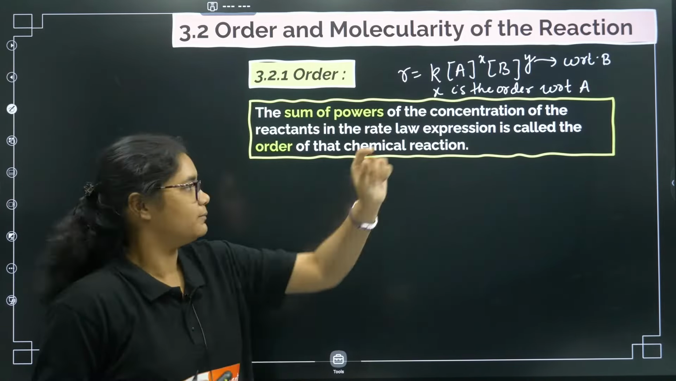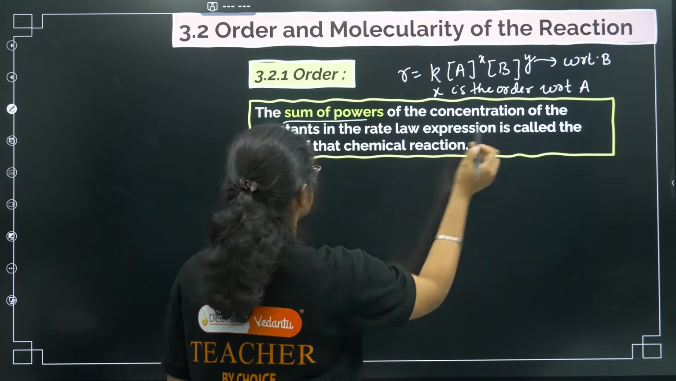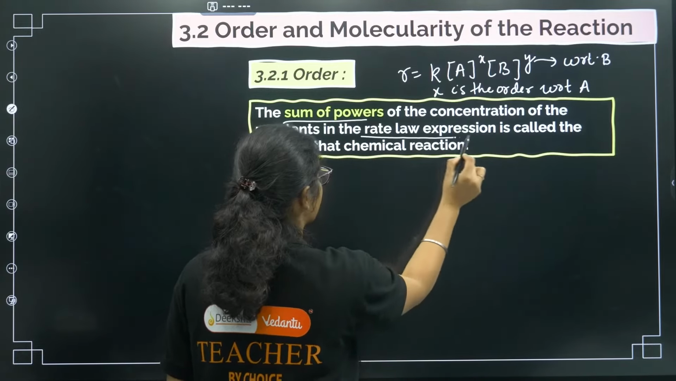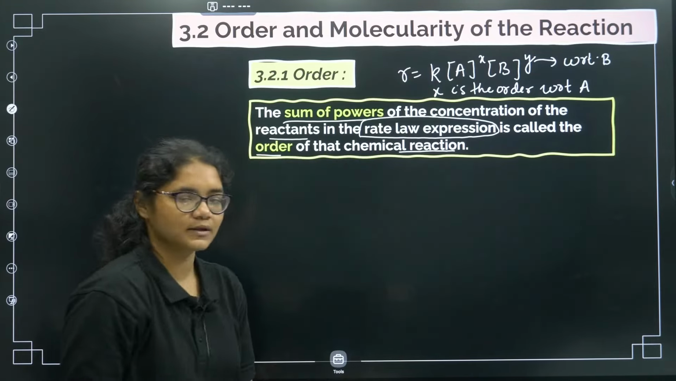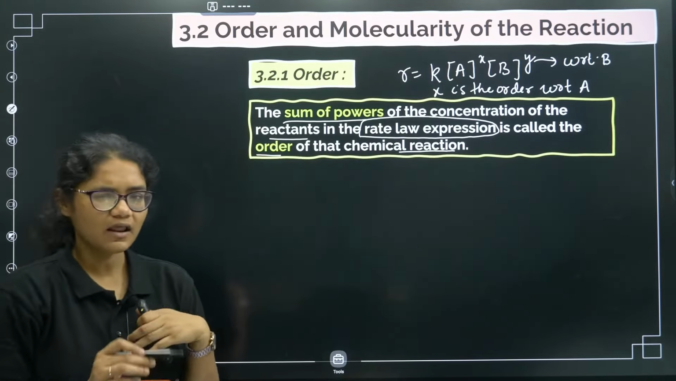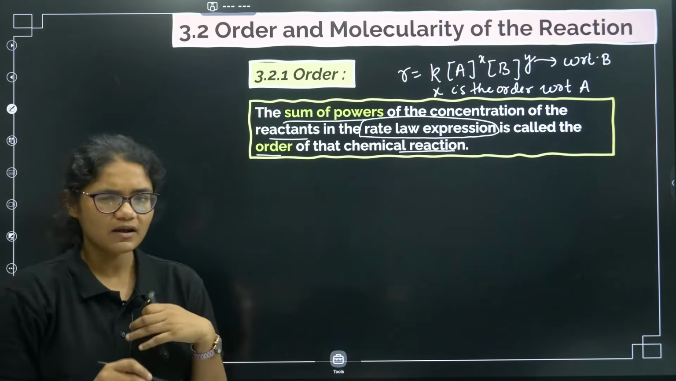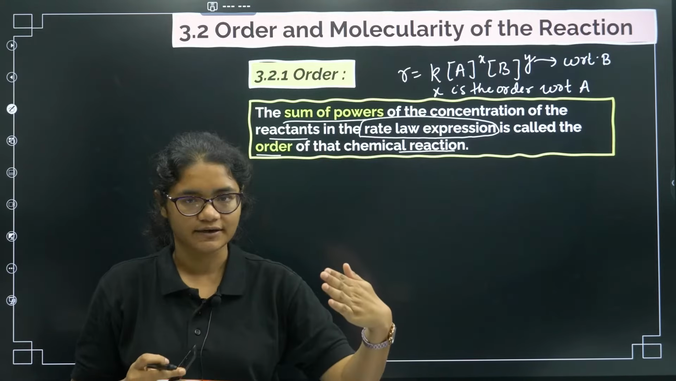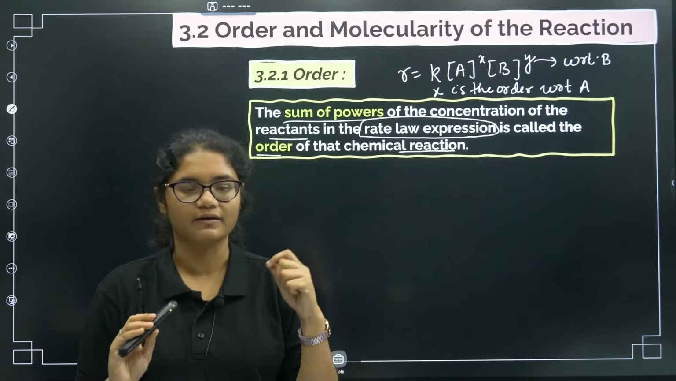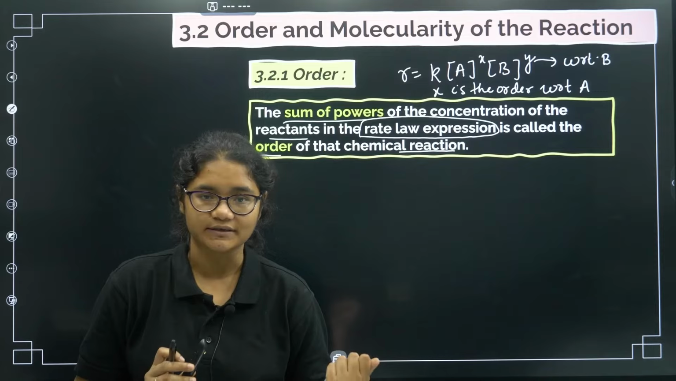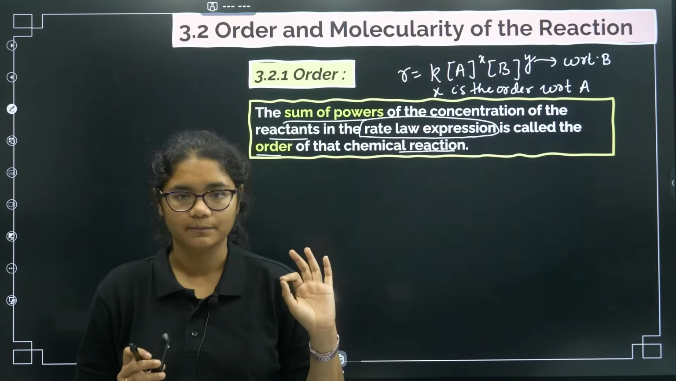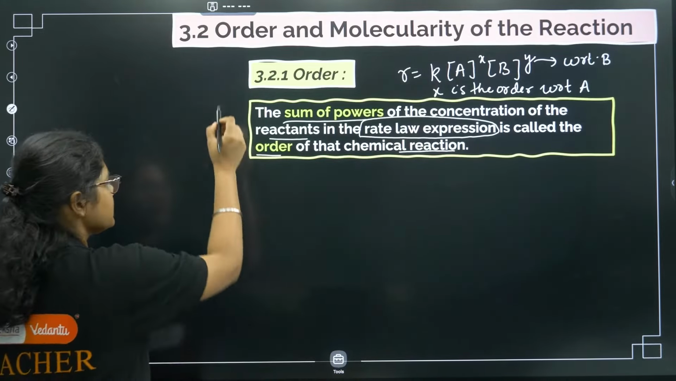Okay, so what is order? The sum of the powers of the concentration terms of the reactants in the rate law expression is called the order of the chemical reaction. Getting? Okay. Now what is this order used for? What is it required? See, we have understood that when we increase the concentration, rate will increase. But how many times the rate will increase if you increase the concentration? That is what is told by the order. Getting what I am saying? So what is the significance of order?